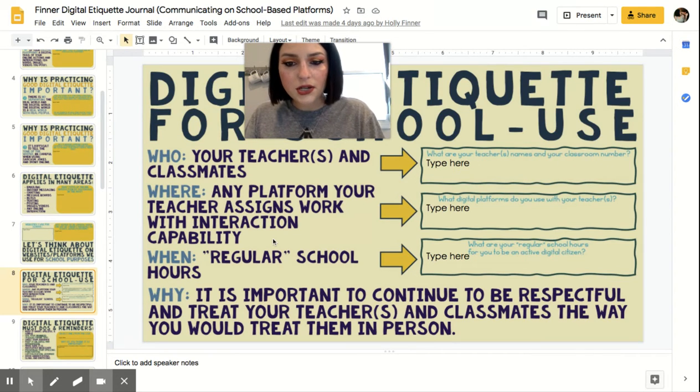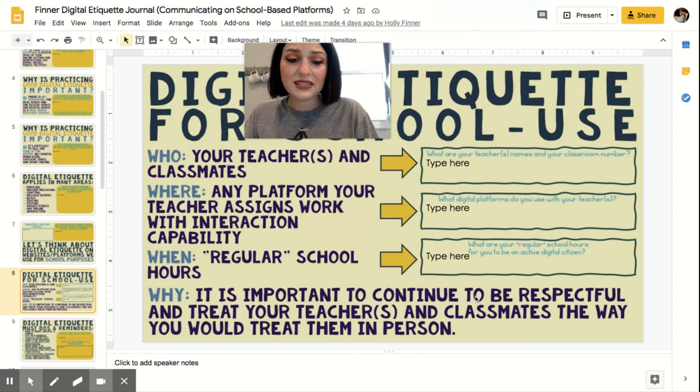Think about the where. Think about some platforms that I or other teachers have assigned you. For us, it's going to be mainly Canvas, Google Hangouts, but maybe other teachers use different platforms, so you can type some here. Think about when regular school hours are. What did we say our regular school hours are? From like 7 to 3 or 7 to 4. But I want to see what you have to say here.